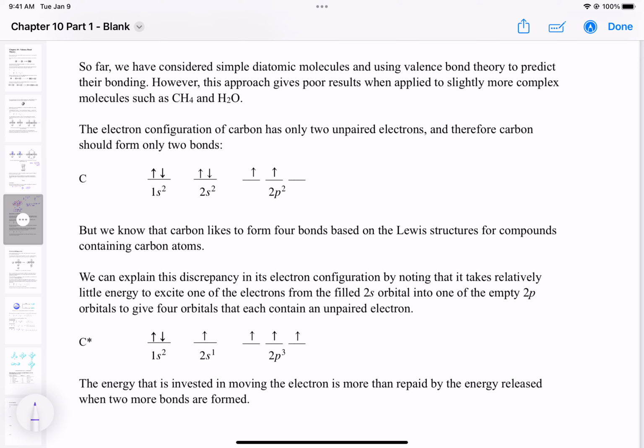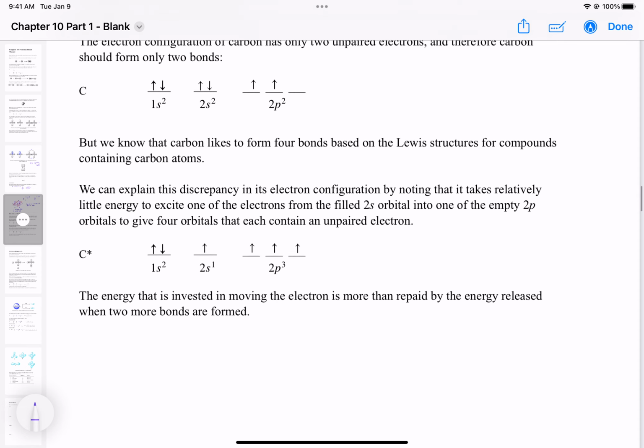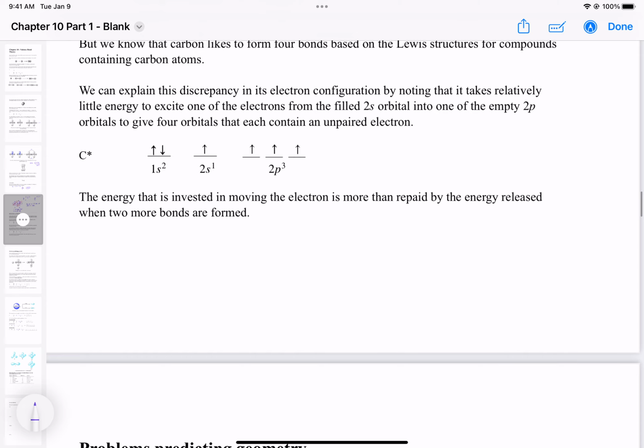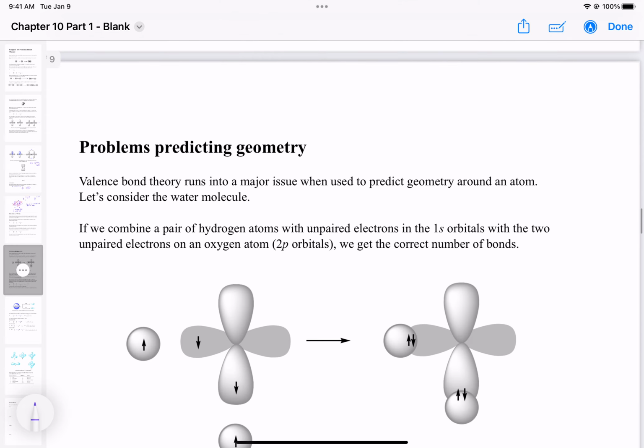So the reason we can promote this electron like this is that the energy that's put in to promote this electron is more than compensated by the amount of energy released when we form two more bonds to carbon. So the bond making process will more than compensate the energy invested to move the electron to the p orbital. So that's the basis for hybridization. That's hybridization in a nutshell.